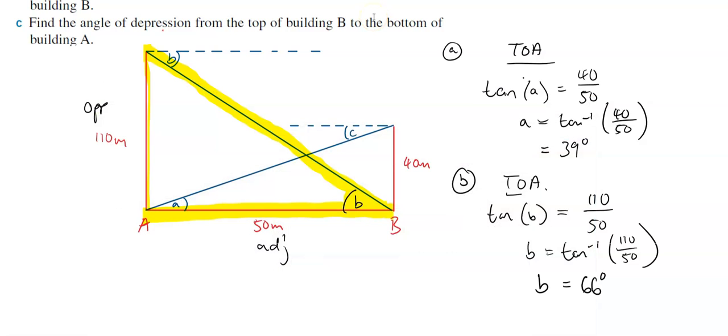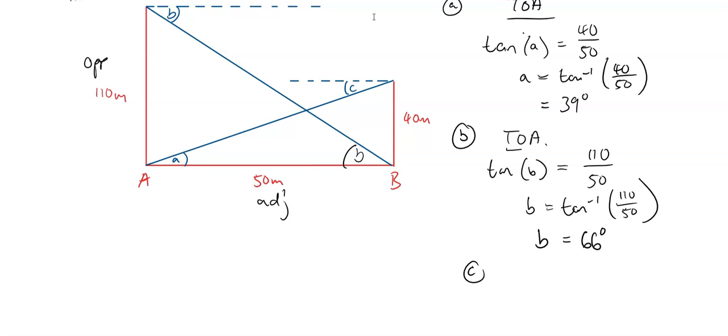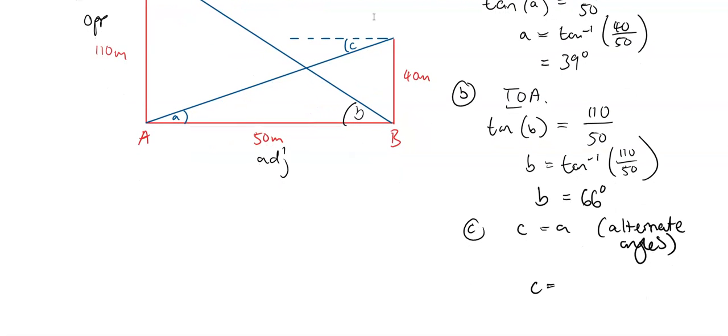Alright, now lastly, we've got to find C. Now C is actually going to be a bit easier than the other ones, because C has a relationship with A on the alternate angles rule. So for part C, it's actually the angle C is equal to A because alternate angles, and so therefore C is equal to 39.